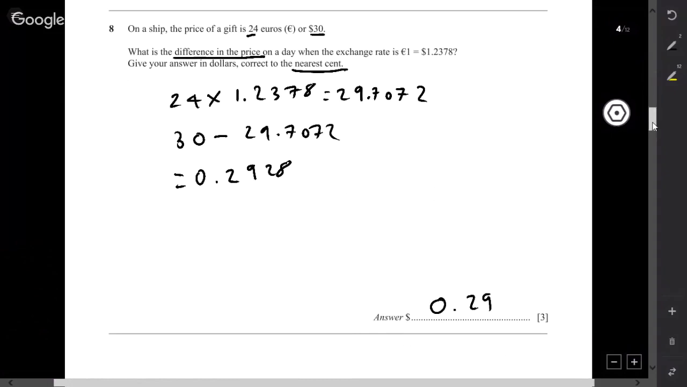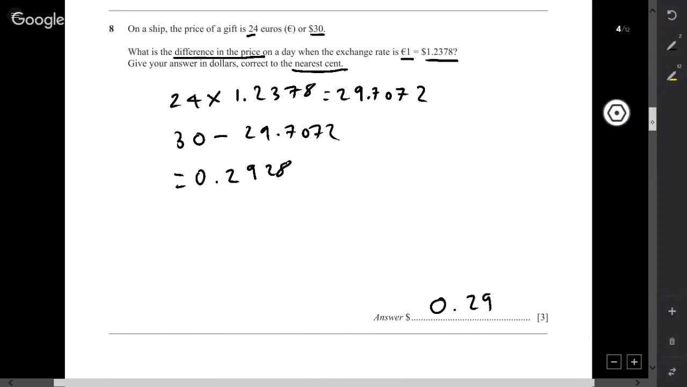Okay, question number 8. This again is about currencies. So on a ship, the price of a gift is €24 or $30. What is the difference in price on a day when the exchange rate is €1 equals $1.2378? Give your answer in dollars correct to the nearest cent. Okay, so what we're going to do first is find out in euros, it's going to cost when the exchange rate is this. So we know that €1 is that.